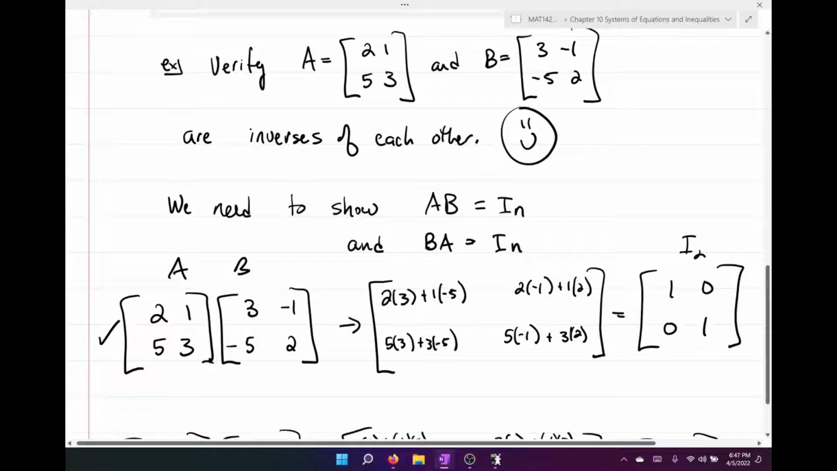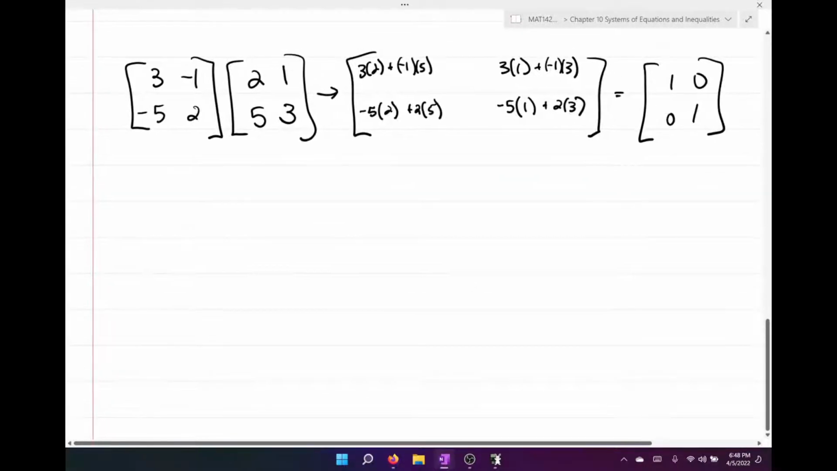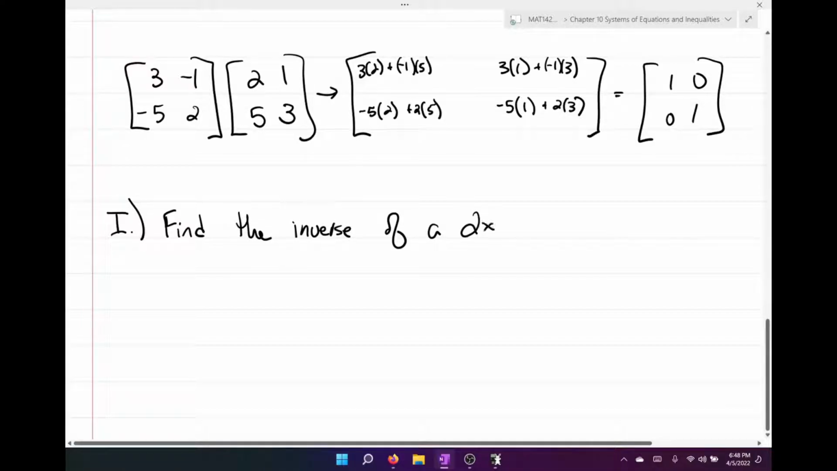So we actually learned a lot just in this first part. We learned what an identity matrix is. We learned the definition of an inverse, and we learned how to verify that yes, these two matrices are actually inverses of each other. Now the question becomes, how do you find an inverse? So we're going to focus on the first way to do this. So we're going to find the inverse of a 2 by 2 matrix. All right.